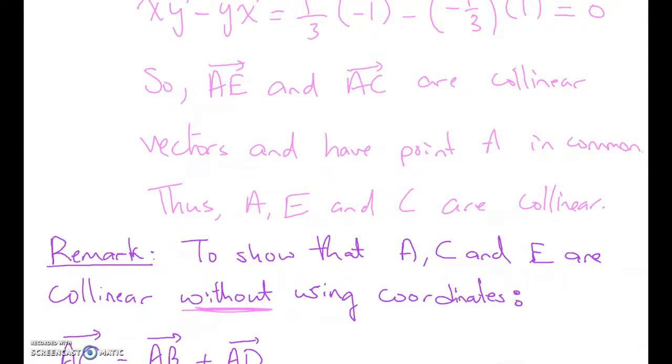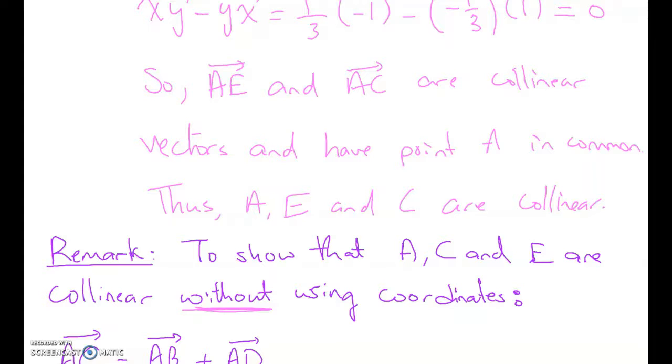Now, I want to say a remark about showing collinearity without coordinates. Notice in the previous chapters, in chapters 8 and 9, we used to show that 3 points are collinear by showing that the vectors are collinear without using coordinates, by writing one vector as a multiple of the other, of course as a non-zero multiple of the other. So in some questions in exams, for example, sometimes they give you in the same problem two parts. One part should be solved without coordinates and another one should be solved with coordinates. That's why I'm saying this remark.